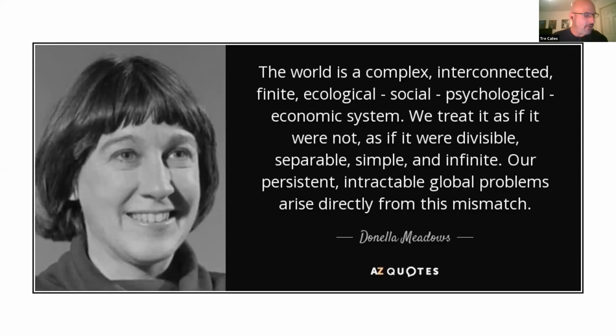So as a part of us going into our Q&A, I'll end with a famous system scientist, which some of you may know well. The world is a complex, interconnected, finite, ecological, social, psychological, economic system. However, my words, we treat it as if it were not, as if it were divisible, separable, simple, and infinite. And our persistent, intractable global problems arise directly from this mismatch. We've applied these mechanistic systems to the wrong problems.